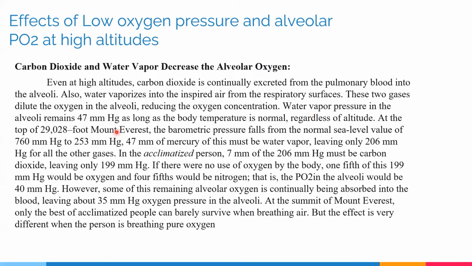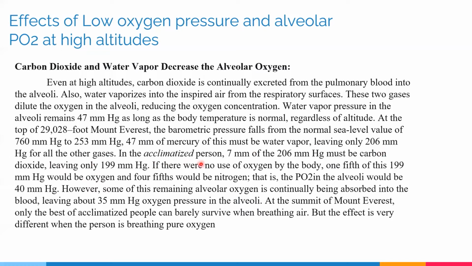Water vapor pressure in the alveoli remains 47 millimeters of mercury as long as the body temperature is normal, regardless of the altitude. At the top of Mount Everest, which is around 29,028 feet, the barometric pressure falls from normal sea level value of 760 millimeters of mercury to only 253 millimeters of mercury. Out of this 253 millimeters of mercury, 47 millimeters of mercury must be water vapor, as we just discussed. This leaves only 206 millimeters of mercury for all other gases.